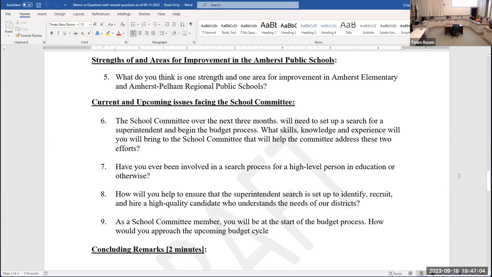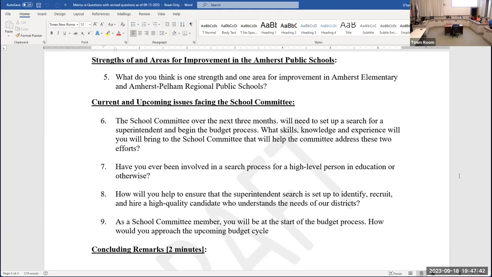Mandy suggested getting rid of 7, which I totally agree with. If we structured 6, instead of having the school committee over the next 3 months be part of the question, if we just made it a statement, and then the question was, what skills, knowledge? So if 6 started with what skills, then we frame it. I think that's pretty clean to first ask them whatever experience they might have that they're bringing to bear. So you see what I'm taking is that first sentence, I'm just moving it over, and then it would say, what skills, knowledge, and experience will you bring?